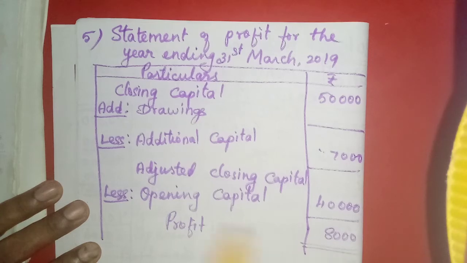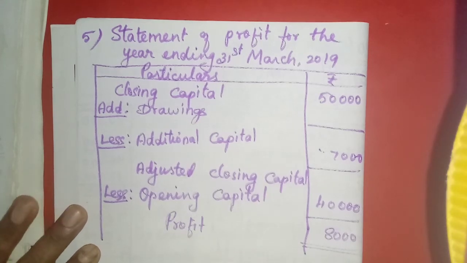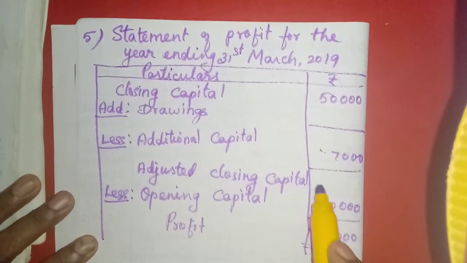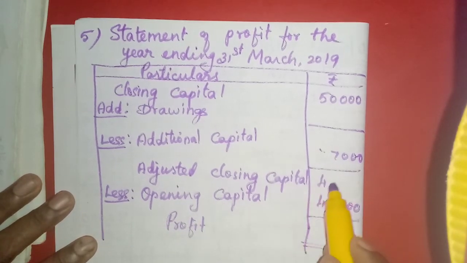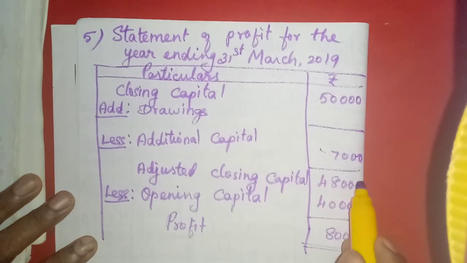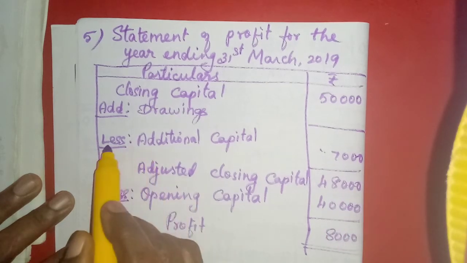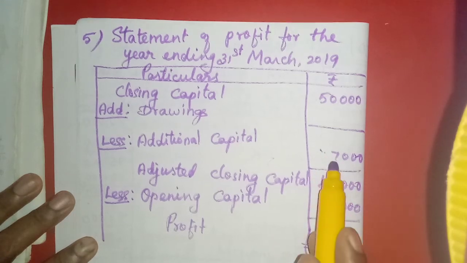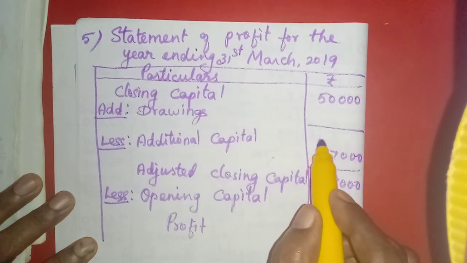Now we will do from reverse. Told you closing capital must be more to get profit. So we need to add these two and write. How much we will get? 48,000. Then less additional capital. So we need to add these two. So what we will get? 55,000.